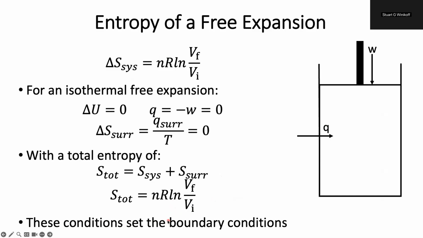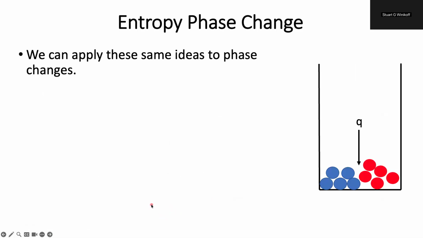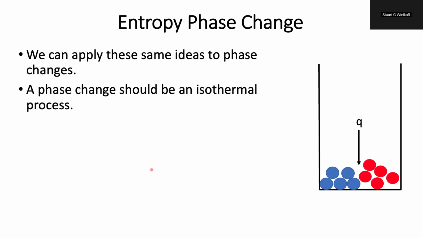Now, we can apply these same ideas to other processes. Most notably, one of the more important ones we can deal with is the idea of phase change. One of the reasons why I paired this together is it turns out a phase change is also an isothermal process. In this case, I'm going from a solid, heavily organized, to a liquid, less organized, meaning I should see an inherent increase in the entropy.